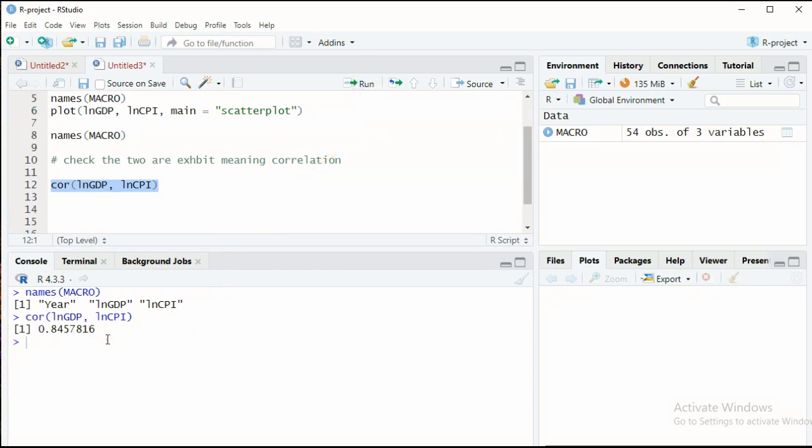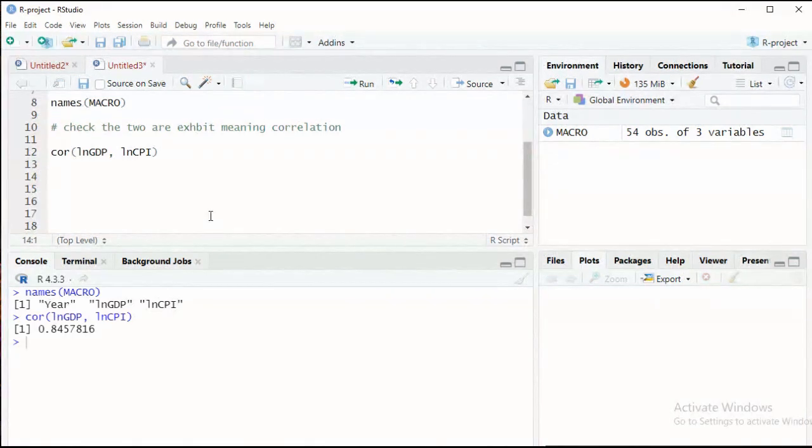As you can see on the R console, the estimated correlation coefficient between the two variables is about 0.8457816, which is positive and very large, meaning that the variables exhibit a positive and strong linear association. That is the most important condition to estimate the relationship between the two variables.